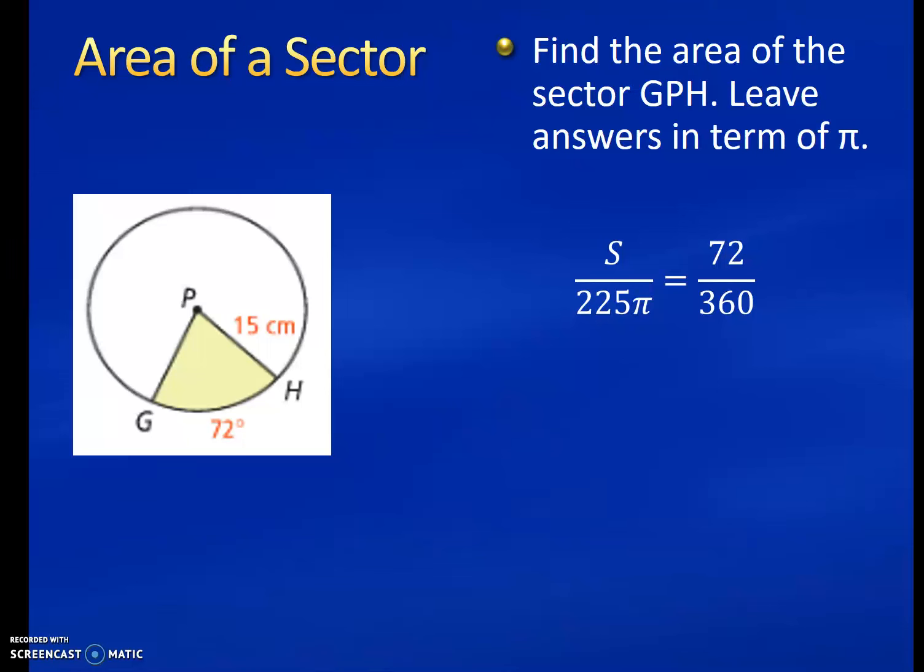Okay, so I'm going to go ahead and start cross multiplying. 72 times 225 is 16,200 equals 360 times s. And so I'm going to divide both sides by 360 and I get 45 pi. Okay, and now this is area. So we're talking about the whole space in between there. So we're going to use our units squared. Now 72 out of 360, 72 is 1/5 of 360. So if I took 225 and divided by 5, I'm going to get 45. So it's proportional just like we talked about with arc length.